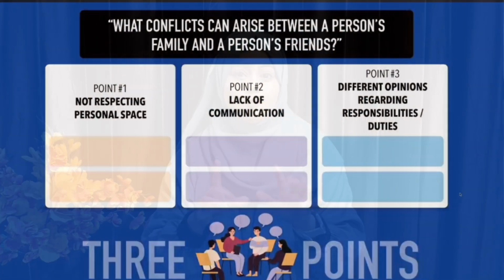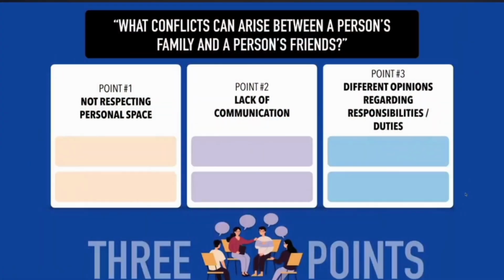Alright, the question: conflicts can arise between a person's family and a person's friends. We have 3 points. Point number 1, not respecting personal space. Point number 2, lack of communication. And point number 3, different opinions regarding responsibilities or duties. So these are the points that I am making related to the question.